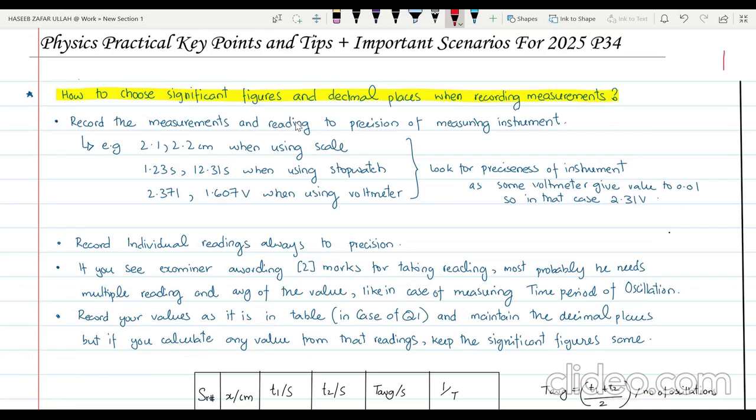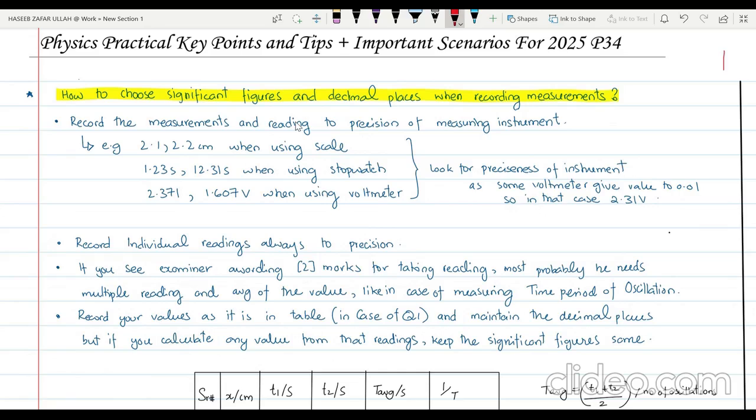For example, if you are using a stopwatch, it normally gives you two decimal places, so you have to record the reading to two decimal places. For example, 1.23 seconds, 12.31 seconds. And when you are using a voltmeter, it usually gives you three decimal places, so you have to record like 2.371, 1.607 volt. But look for the preciseness of the instrument, look for the least count, as some voltmeters also give to 0.01 or two decimal places. In that scenario it will become 2.31 volt.